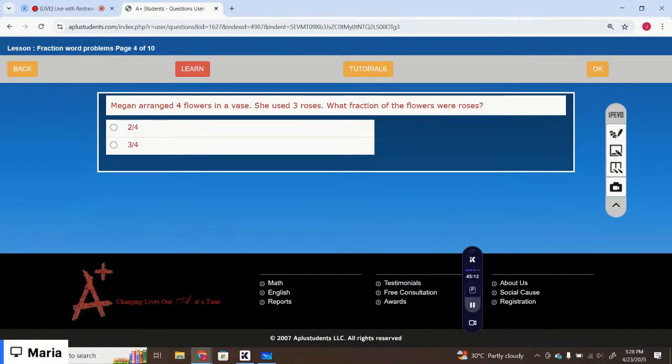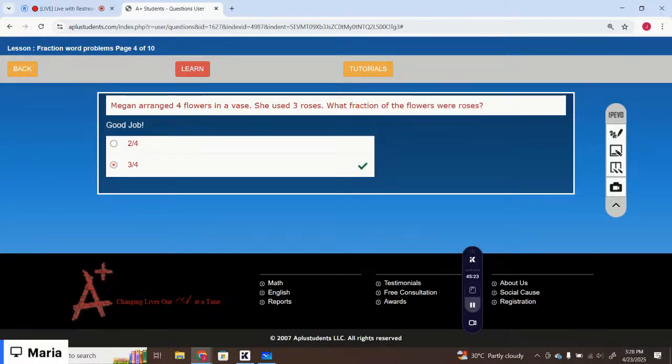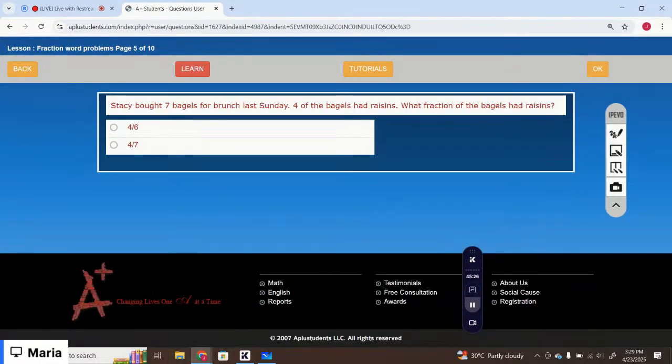The total is 4, so that is 3 out of 4, because 3 of them are roses, so that is 3 out of 4. Second, bagels for lunch. For brunch last Sunday, 4 of the bagels had raisins. What fraction of the bagels had raisins? Which is the correct option?